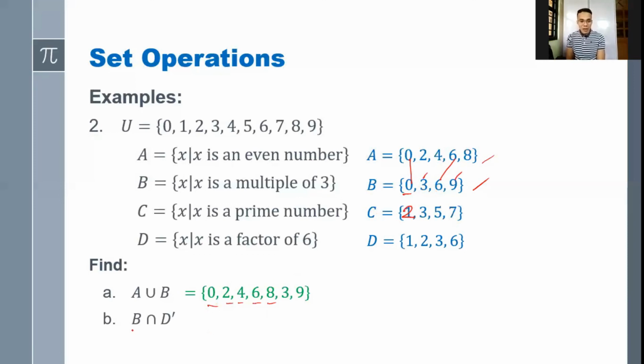For letter B, you have here set B intersection D prime. We already have the elements of B, 0, 3, 6, 9. And what we're going to do now is find the elements of D prime. These are the elements of set D. So we're going to find the elements in the universal set that are not in D. And what are these numbers? 0, 4, 5, 7, 8, 9. In other words, you're just going to remove the elements of D from the universal set, and whatever elements are left, those are the elements of D prime. Now, we're going to look for the common elements between these two sets, and the common elements are 0 and 9 only.